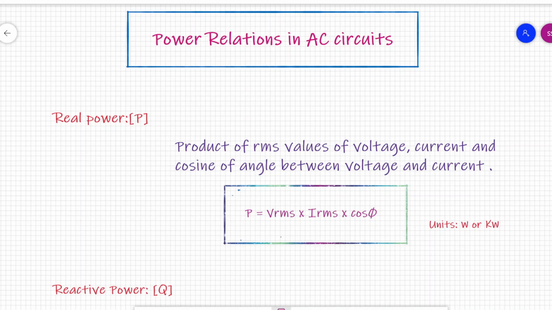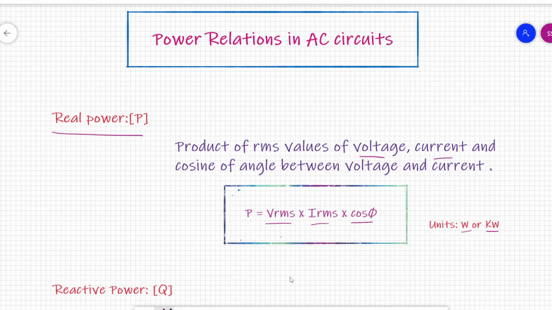Hello students, now let us try to understand power relations in AC circuits. So far we have derived an expression for real power, that is P, and it is the product of RMS values of voltage, current and cosine of the angle between voltage and current, that is Vrms into Irms into cos phi. The units for real power are watts or kilowatts.